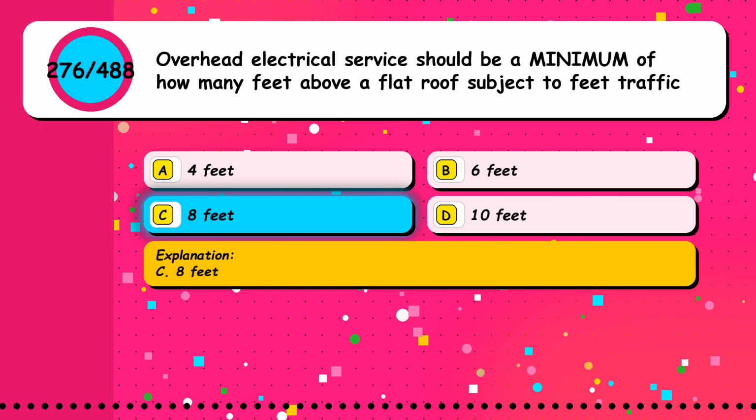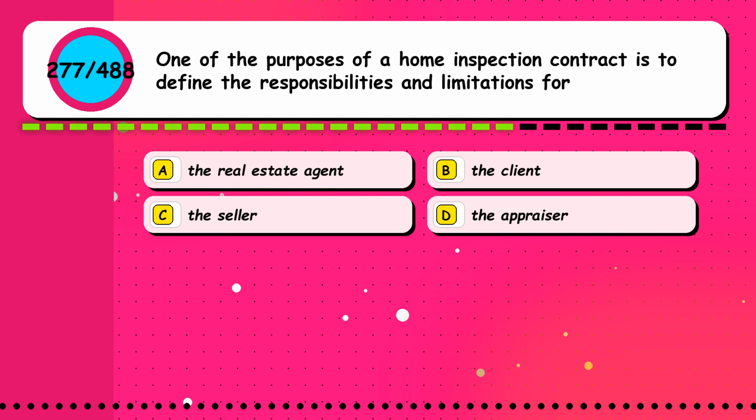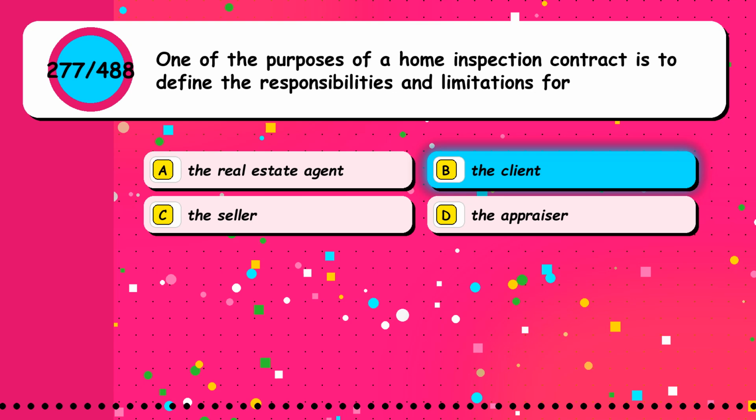Question 277. One of the purposes of a home inspection contract is to define the responsibilities and limitations for option A, the real estate agent. Option B, the client. Option C, the seller. Option D, the appraiser. The correct answer is option B, the client.